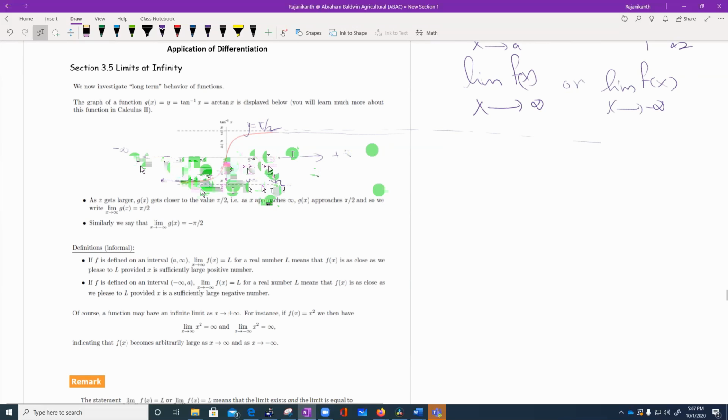What does that mean? That means when x goes to either positive or negative infinity, the function has one good number, right? A good number, pi over 2 or negative pi over 2. These are the kinds of things we are going to discuss here.